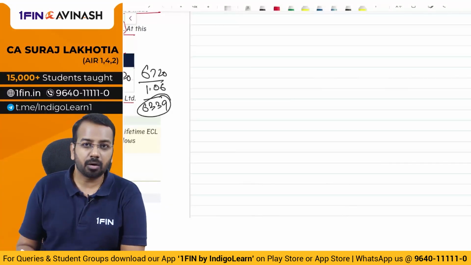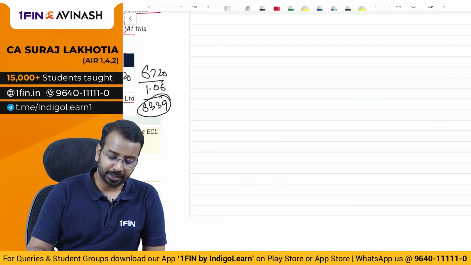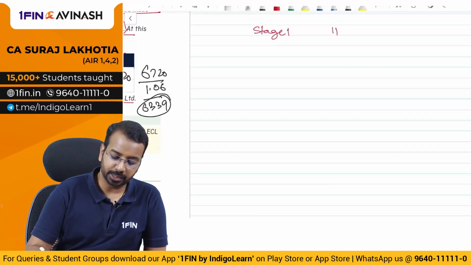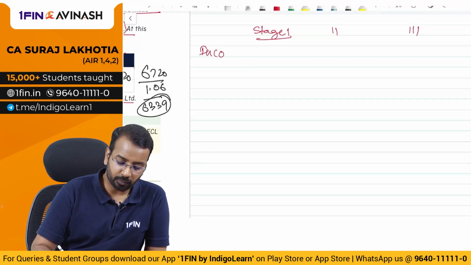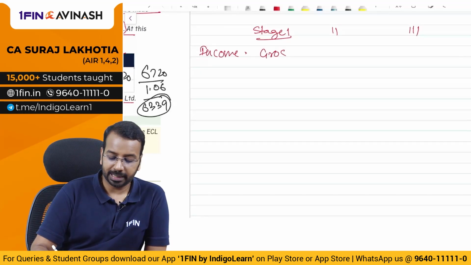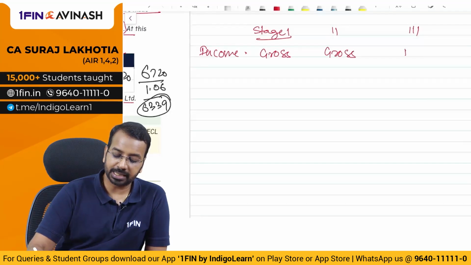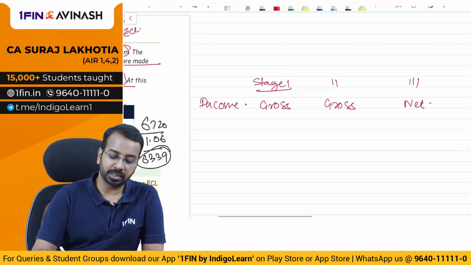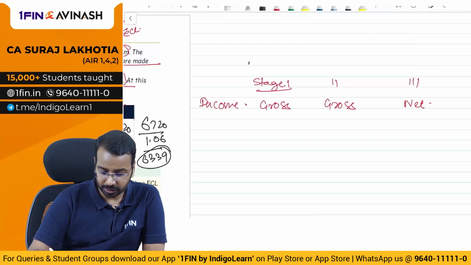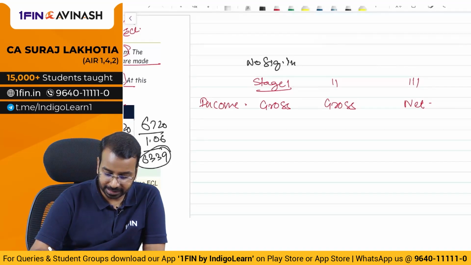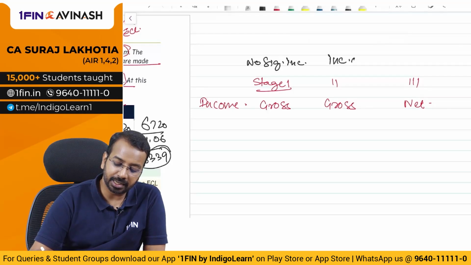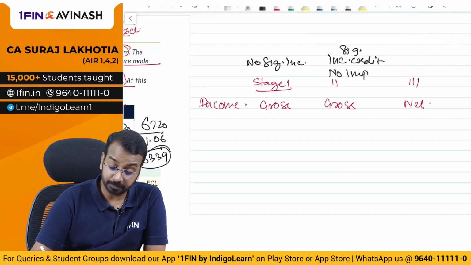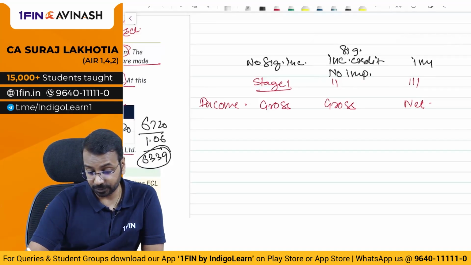Now, in case of impairment or expected credit loss, we have three stages. We have stage 1, stage 2 and stage 3. In stage 1, we calculate income going forward, meaning future income, on the gross amount. In stage 2 also we carry on the gross amount, in stage 3 we carry on the net amount. So, what is stage 1, stage 2, stage 3? Stage 1 means there is no significant increase in credit risk. Stage 2 means there is a significant increase in credit risk, but no impairment. Stage 3 is when there is an impairment.